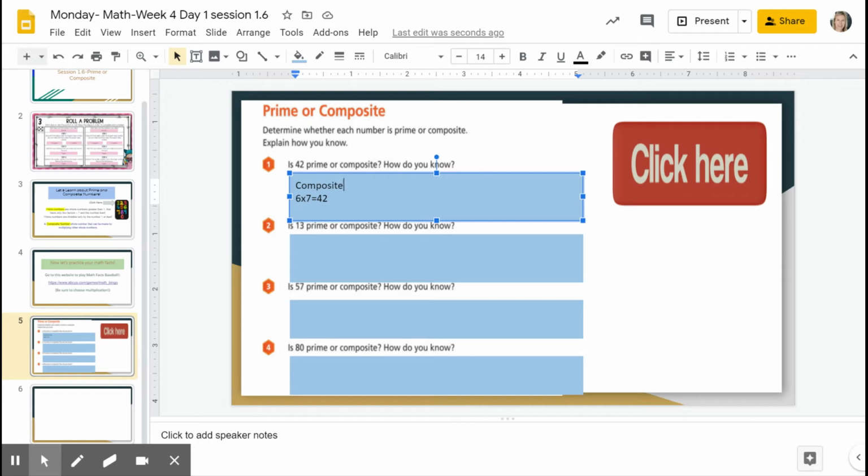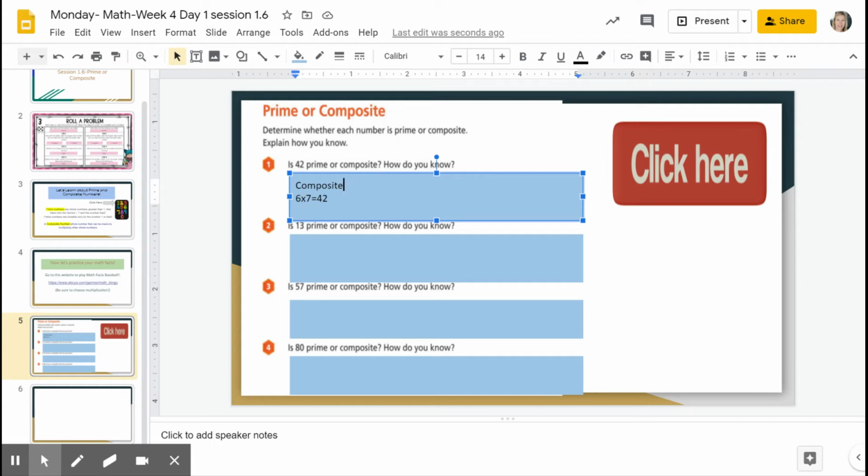That's my evidence. So you have 3 more to do, 13, 57, and 80. And I want you to use the same process that I just used. I first thought about my math facts. If you can't think of any math facts that you know, then it might be prime. So think of it that way.